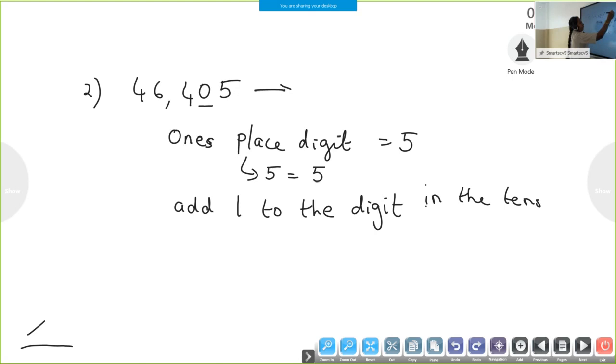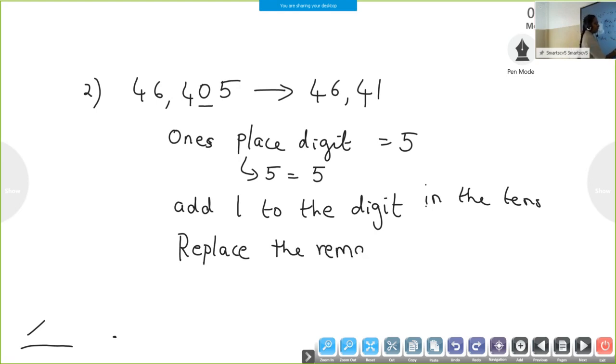So then what happens? Then replace. The digit in the ones place we already underlined, so there is no confusion for that digit. It is 0. We have to add 1 to it, so 0 becomes 1. Then what is the next step? Replace the remaining digits by zeros. Remaining digit by 0.